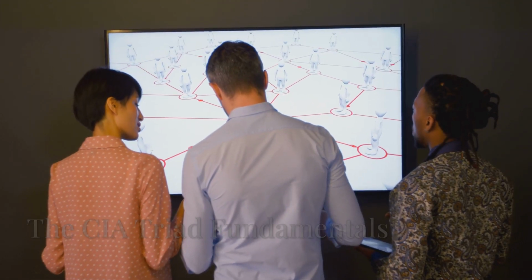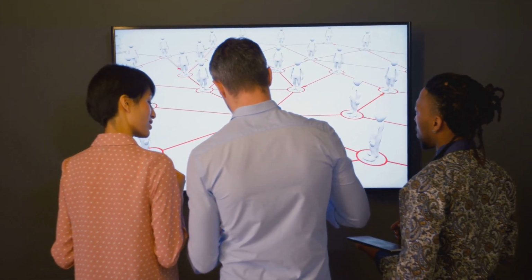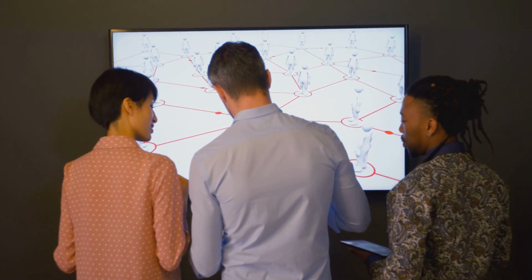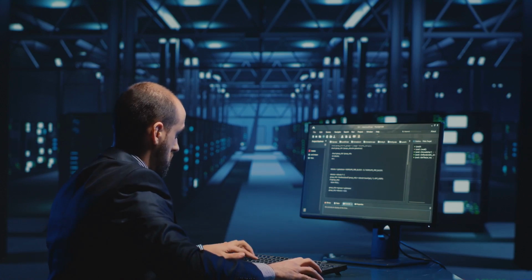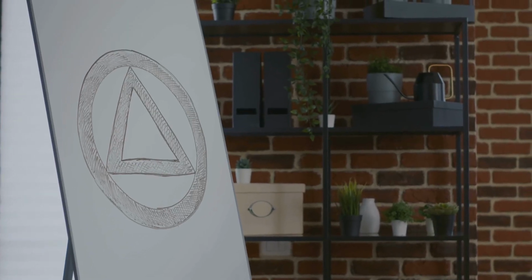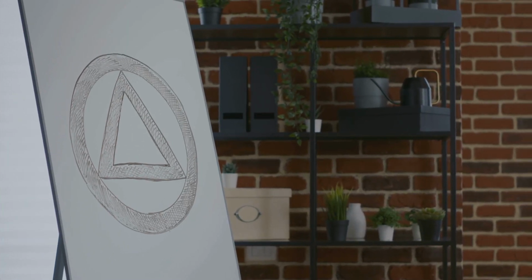Question: can you explain the CIA triad? Absolutely, the CIA triad is a fundamental security framework that I rely on extensively in my work as a network security architect. In a nutshell, the CIA triad consists of three core principles.